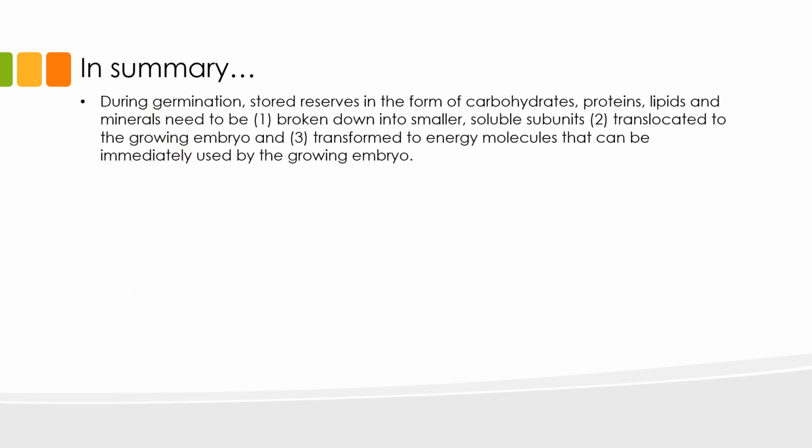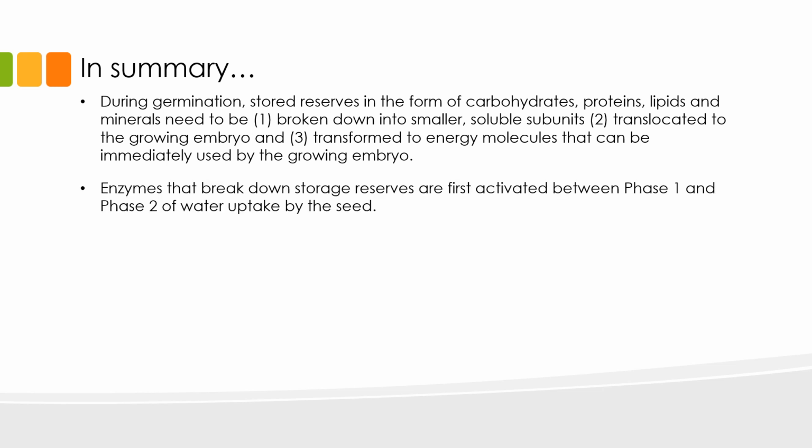In summary, stored reserves in the form of carbohydrates, proteins, lipids, and minerals need to be first broken down into smaller soluble subunits, translocated to the growing embryo, and transformed to energy molecules before they can be used by the embryo during germination. The enzymes that break down the storage reserves in the seeds are activated between phase 1 and 2 of water uptake. Particularly in monocots, the activation of enzymes is mediated by the plant hormone gibberellic acid.